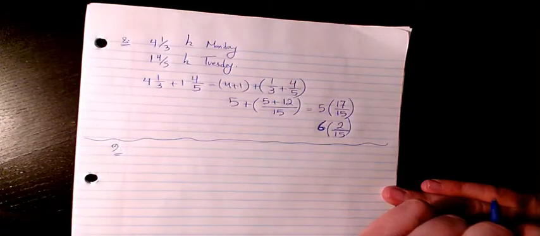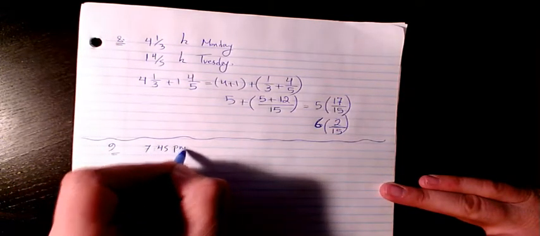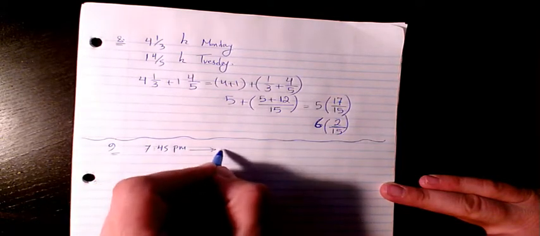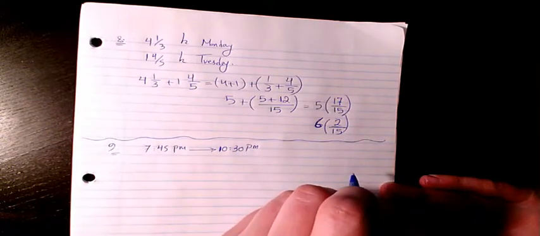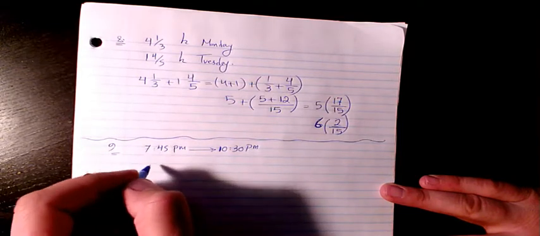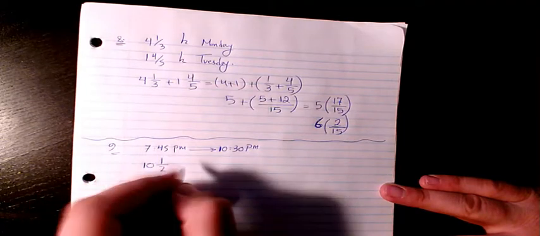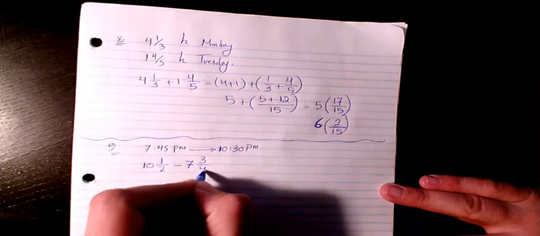Alexis left her house at 7:45 p.m. to go shopping for clothes. She returned at 10:30 p.m. Express the time in hours that Alexis spent away from home. So I can say 10, 1 over 2 minus 7, 3/4.